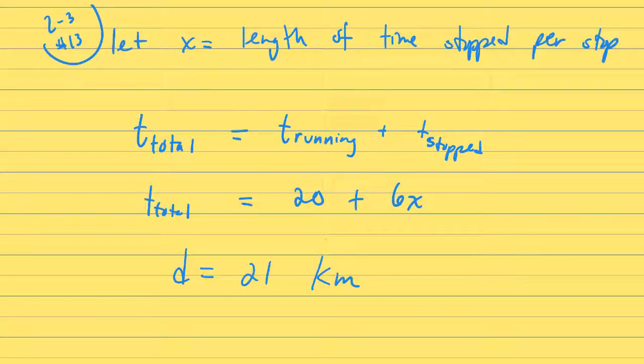What is x? If the average speed of the trip is to be at least 36 kilometers per hour. At least 36 kilometers per hour. At least means what? 36 or more. Good. Greater than or equal to 36. 36 or more is what I want the speed to be.